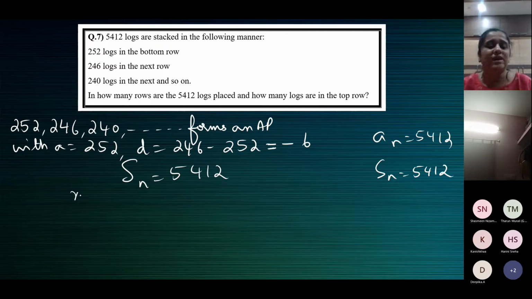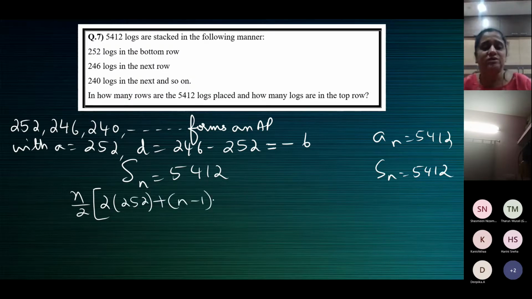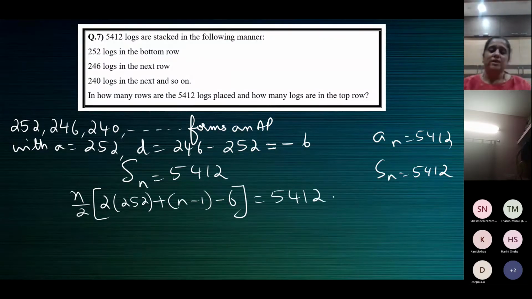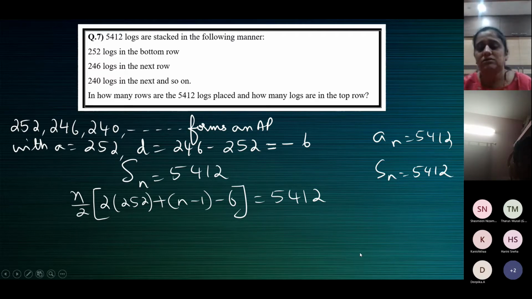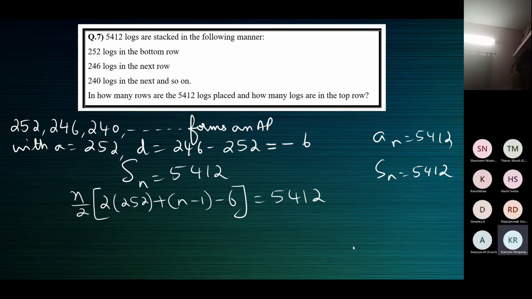So n by 2 of 2a, which is 2 into 252, plus n minus 1 into d, which is minus 6, is equal to 5412. Now we are going to solve this. I'm going to unshare my screen. Write down the question, write down so far. Just give me 2 minutes, children. Don't wait for me, you have to continue. You will get a quadratic equation in n. Use the quadratic formula and find the two values of n. I'll just come back.